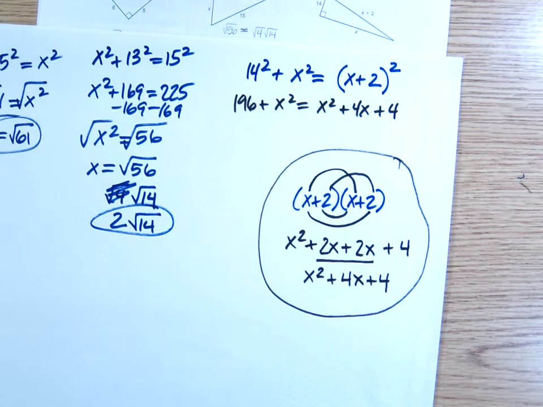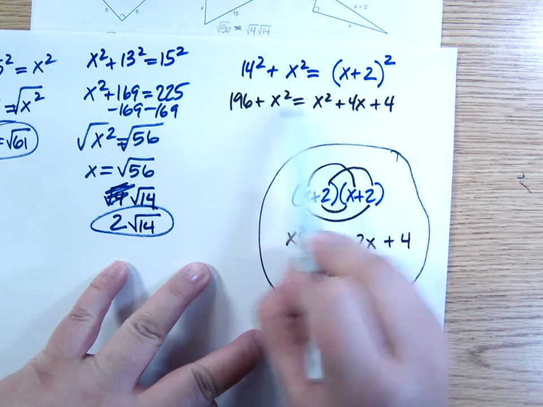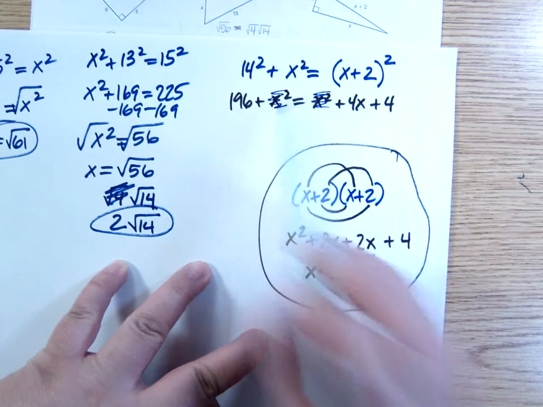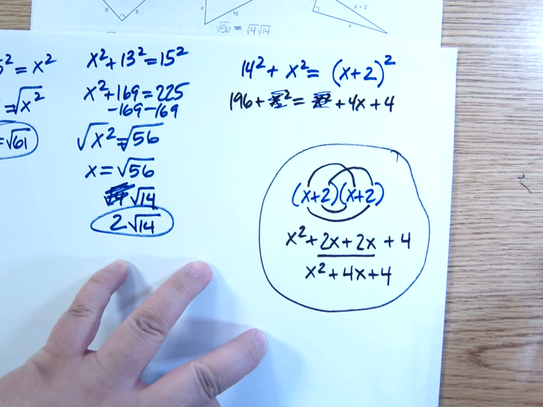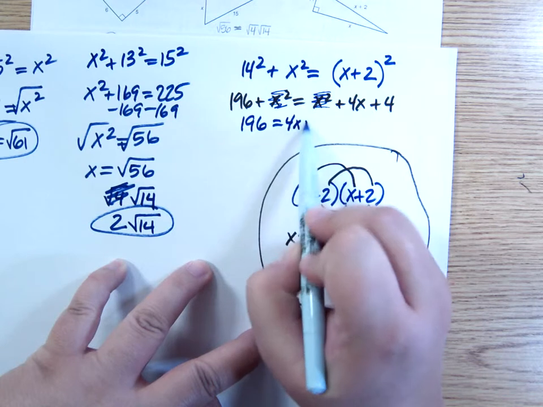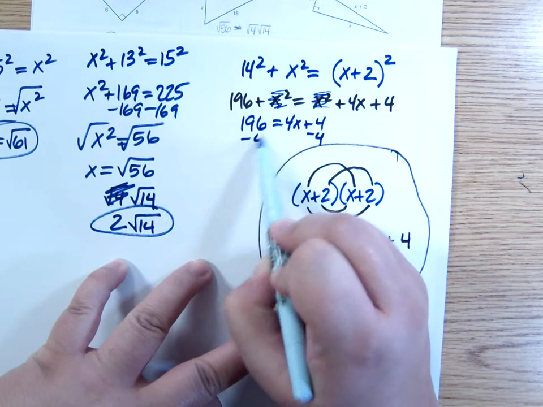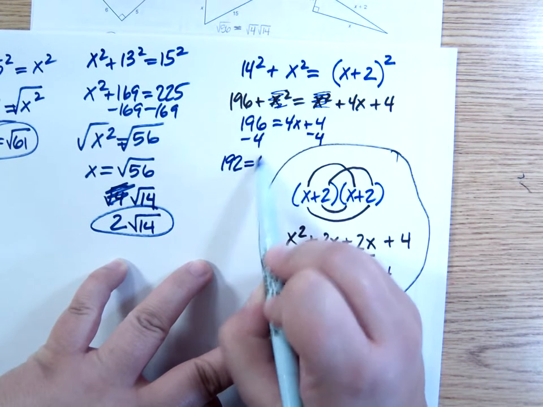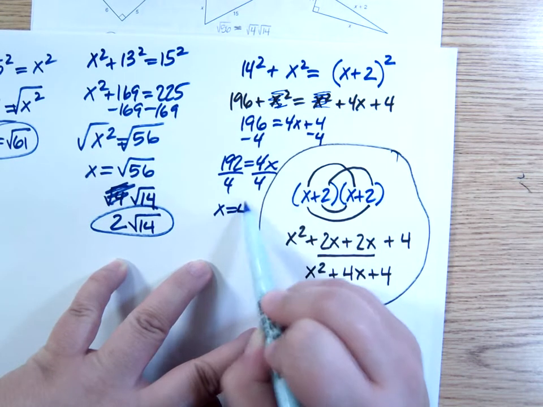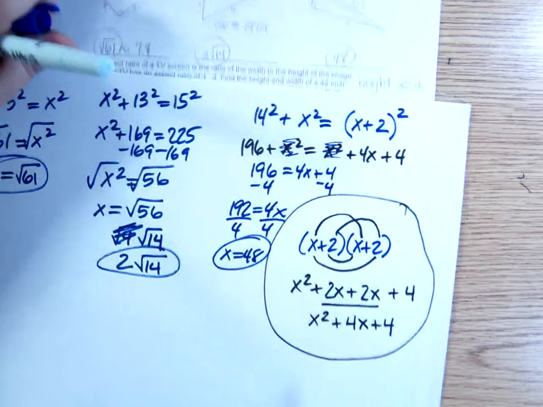Okay, x squared and x squared, these two cancel each other out basically. If I subtract x squared from one side, it's gone from the other side. So we don't even need to worry about it. 196 equals 4x plus 4. Subtract 4. Subtract 4. 192 is 4x. Divide both sides by 4, and x is 48. So x is 48 for number 6.